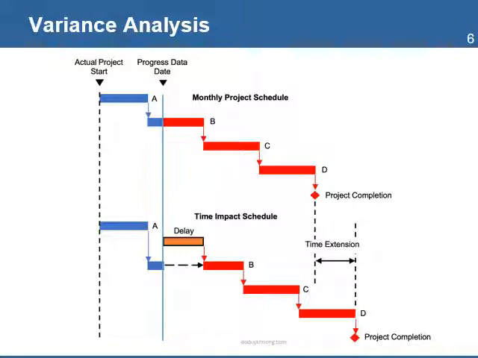For example, a delay of 10 days is reported in the completion of an activity in the critical path. The delay will cause the entire project to be delayed by 10 days, which will require an extension to complete the project.